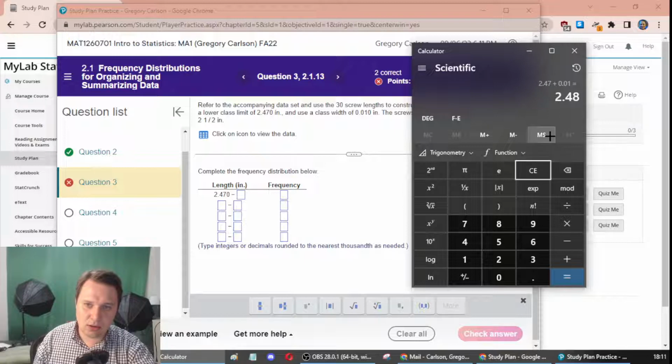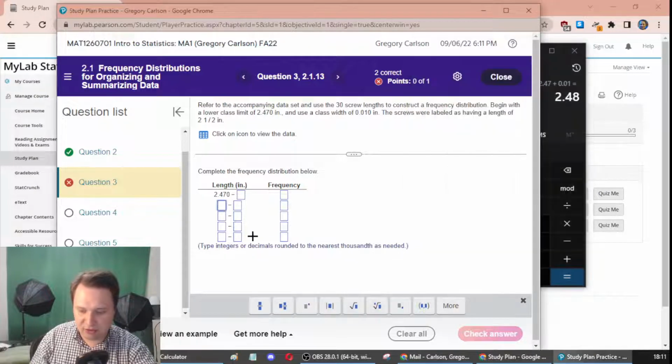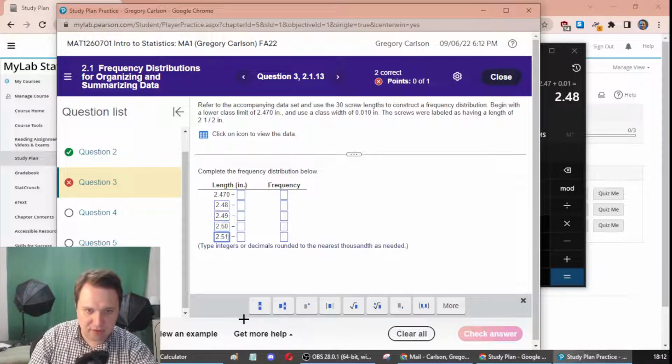And so notice I did 2.47 because we don't care about that 0 at the end. So 2.47 plus 0.01, so that's going to be 2.48, the next class width. Then you just add the 0.01 again, so 2.49, 2.50. I didn't need to type in the 0, but 2.51. So just going down, you just add 0.01 to the class width each time.